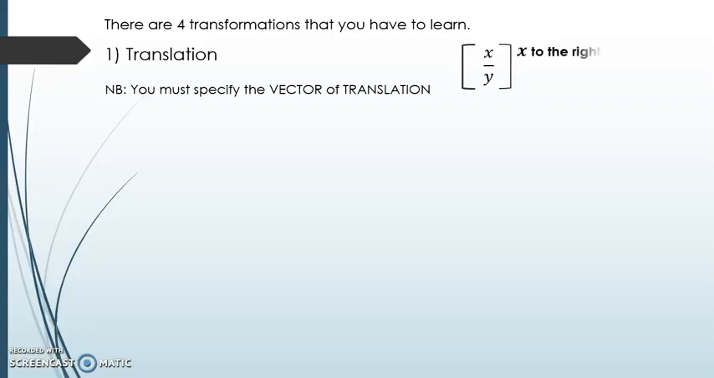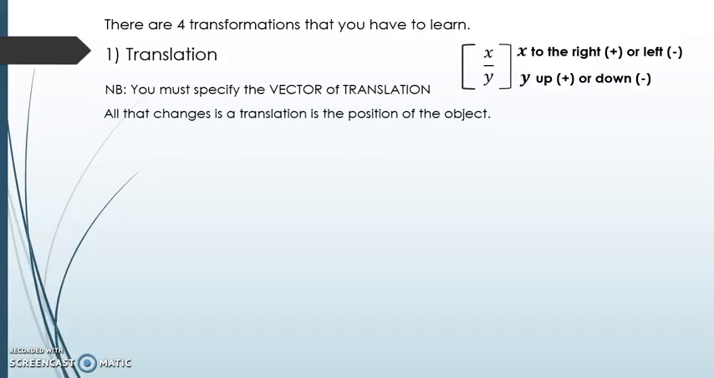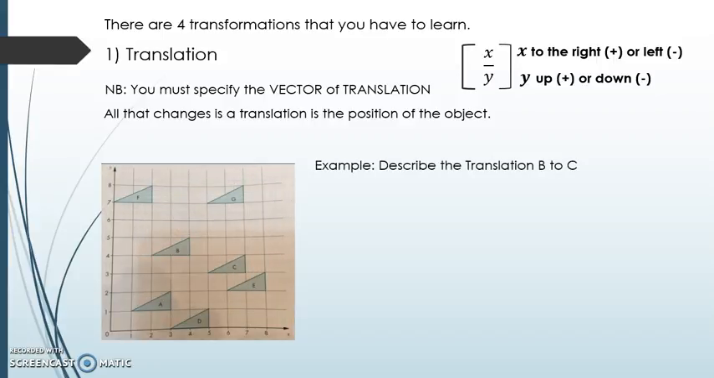Any number x to the right is positive. Any number to the left for x will be negative. Any number going up of the y will be positive, or going down will be negative. And this will be made more clear when we look at an example. In translations, the only thing that changes is the position of the object. So let's have a look at an example.